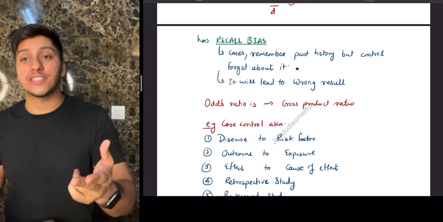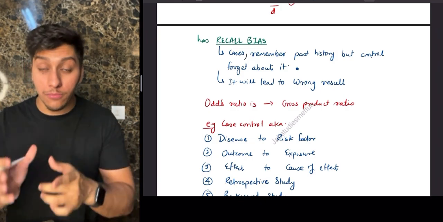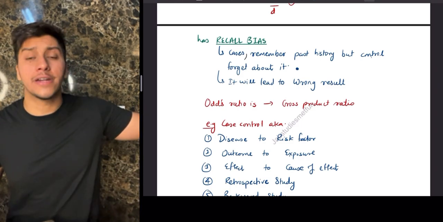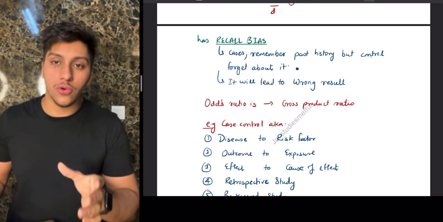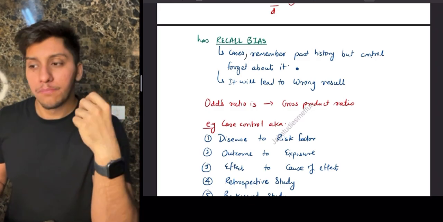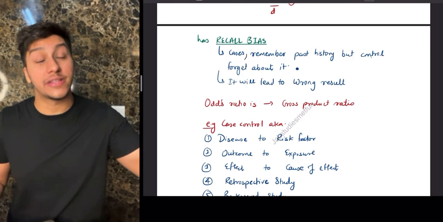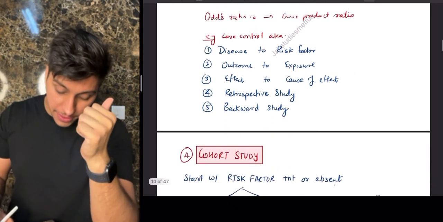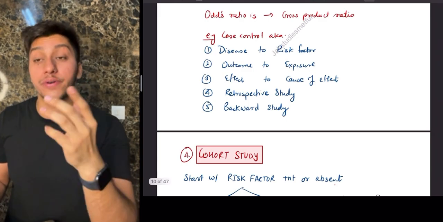Cases remember past history, but controls might forget. One more thing: if I have COVID-19, I will be more vigilant. Okay, this is the person I met, this is the person I met. If I am the control, what is the meaning of control? Who does not have the disease, correct? Why would he bother and stress too much? I met this guy, this man, because he is completely fine. So that is why this is recall bias. Remember, odds ratio is also cross product ratio.